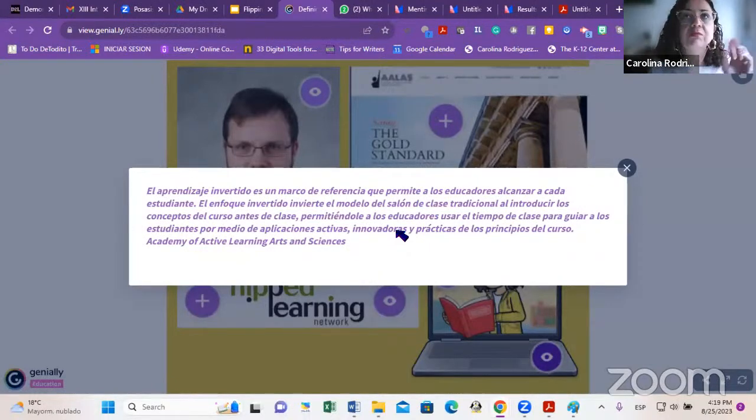So the three definitions share the same principles, and that is that there are two spaces, the classroom and before class. So for flipped learning to work, we have to redefine homework.